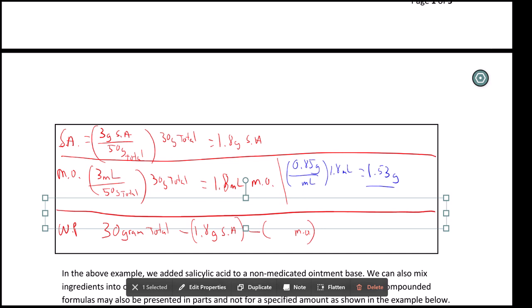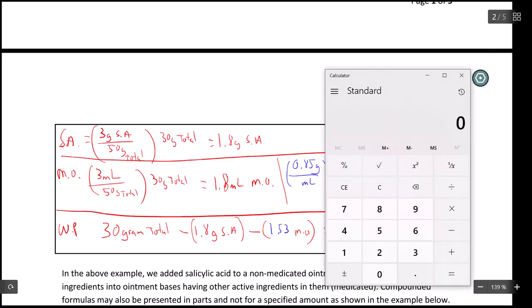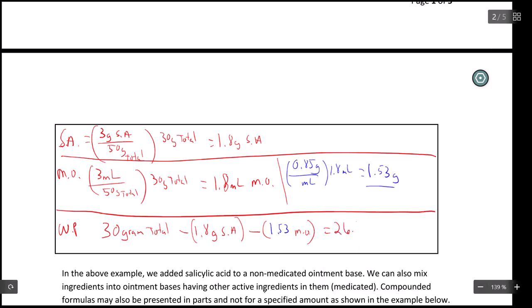Okay, so now down here, we're going to say that this is 1.53 grams of mineral oil. And now we have everything in grams. We can start our subtraction. We're going to do 30 minus our 1.8, which is the amount of salicylic acid, minus our 1.53, and we get 26.67. And this is the amount of grams of white petrolatum.